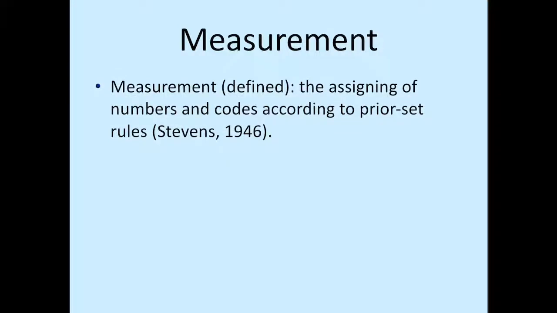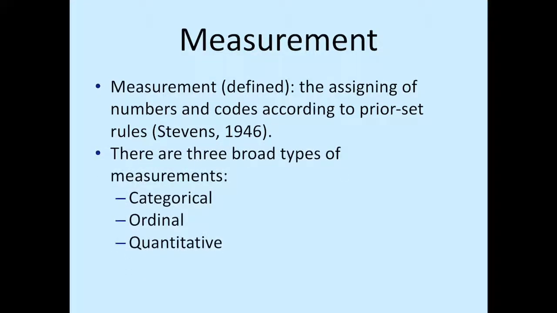So now we're going to get into different types of measurements. Measurement is defined as the assigning of numbers and codes according to prior set rules. There are 3 broad types of measurement. In our book we have 3 broad types of measurement: categorical, ordinal, and quantitative. If you go to any other classes, these might change. Sometimes there's only 2, sometimes there's 4 or 5. They all relatively mean the same thing, and they measure the same information. Sometimes you just get more specific or more broad. So let's go into those different types of measurements.